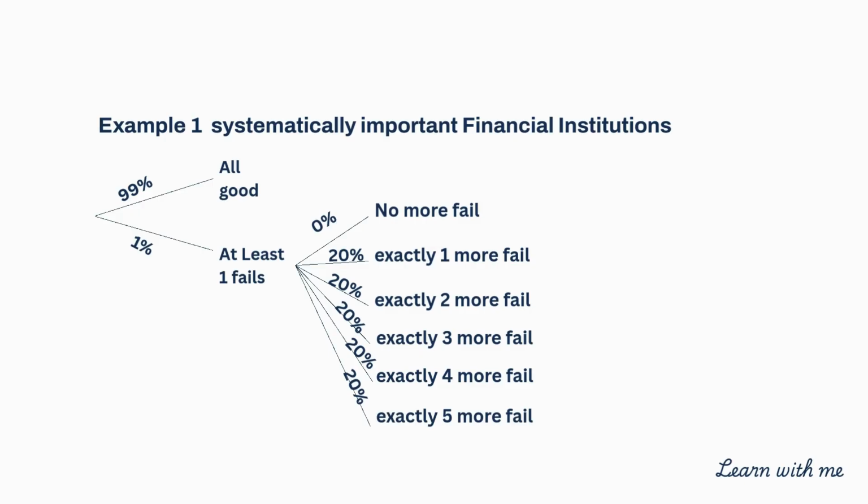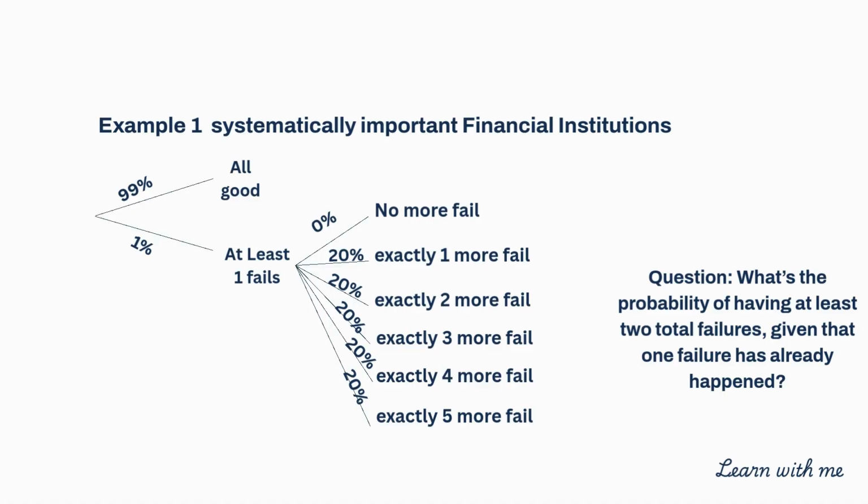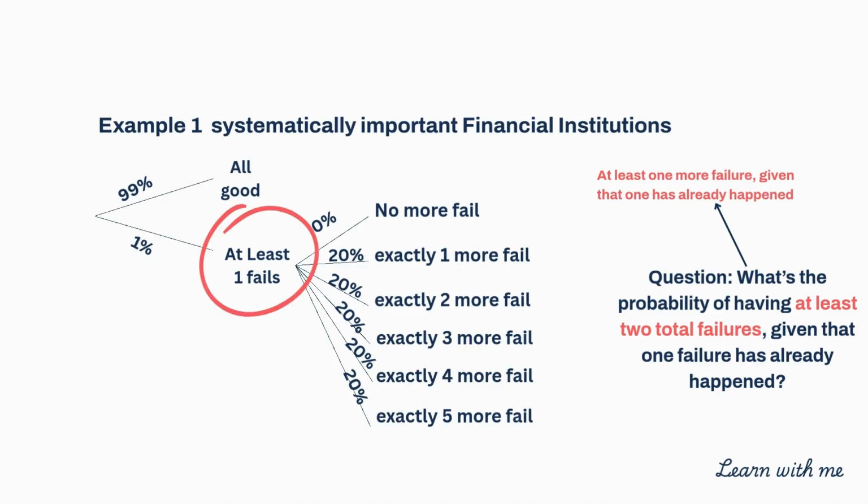And the question is, what's the probability of having at least two total failures, given that one failure has already happened? Let's take a look at the probability tree to really see what's going on. First, notice that the question asks about the probability of at least two failures, but it also tells us that one failure has already happened. So really, we're being asked, what's the probability that at least one more institution fails, given that one already has? And that is all the cases from one more failure to five more failures, which means 100%. Once the first failure happens, at least one more is guaranteed in this scenario.